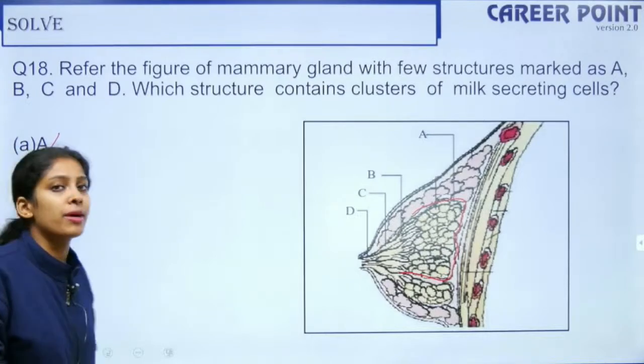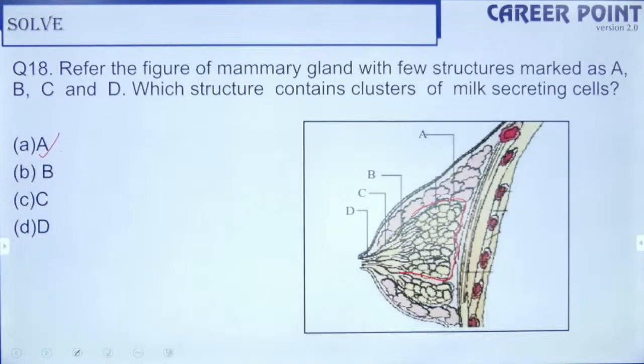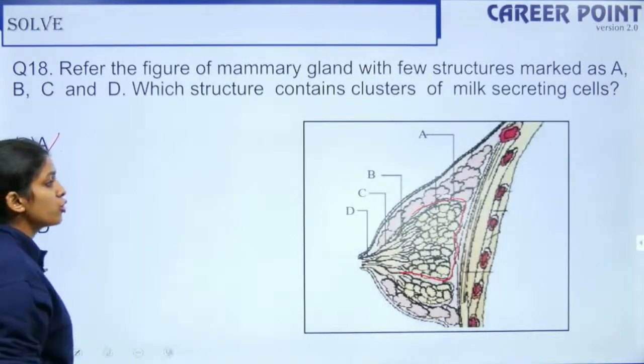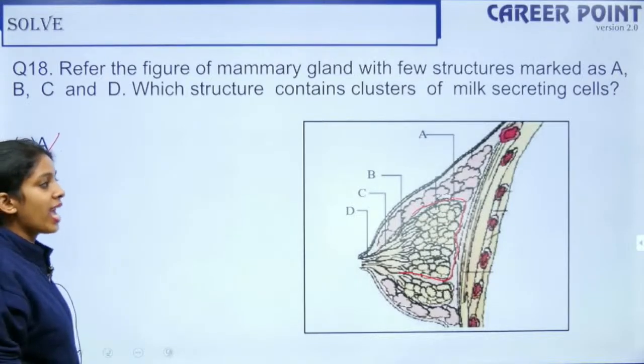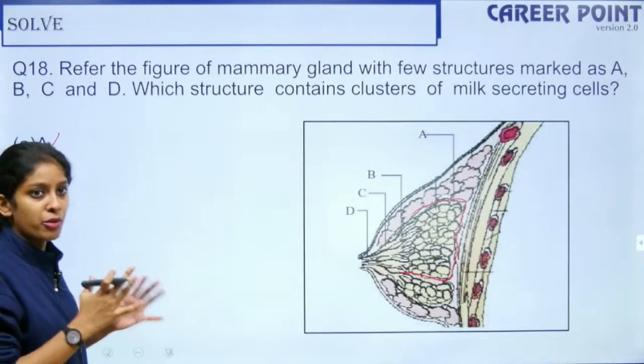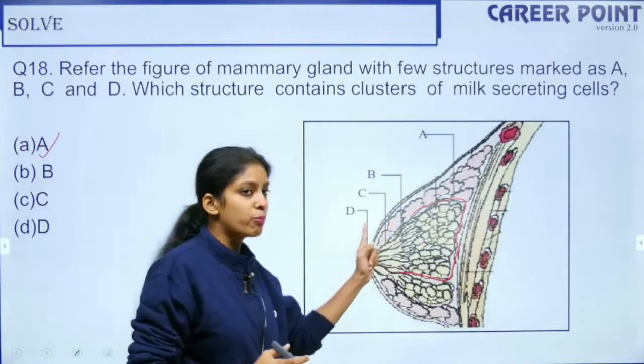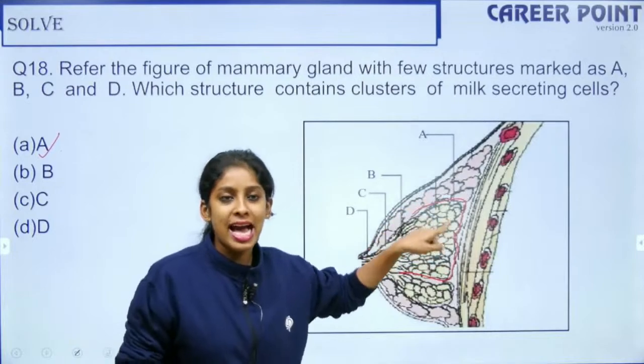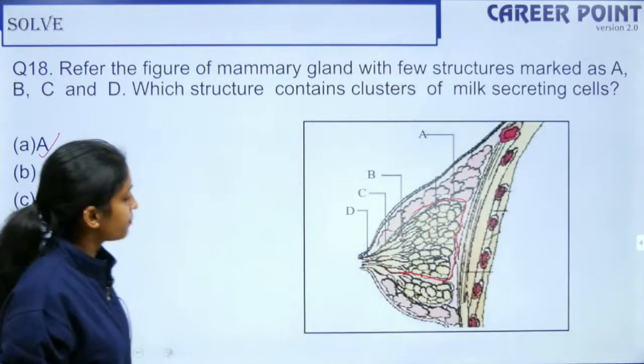So A is nothing but mammary tubules which consist of your alveoli. So B is okay. So A is lobules, right? Mammary lobules, and B is tubules. Tubules arise from the alveoli, but the cluster of cells is the alveoli itself, right?